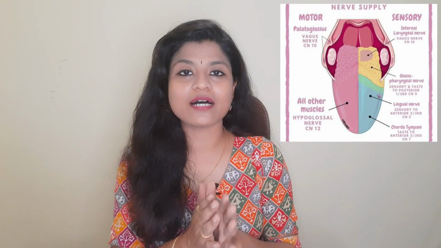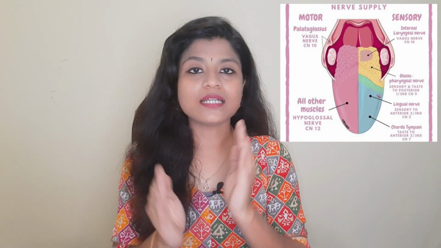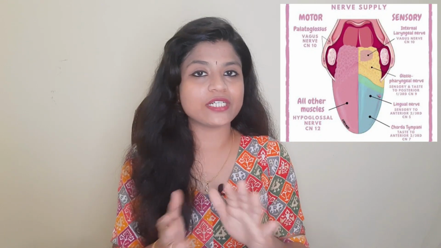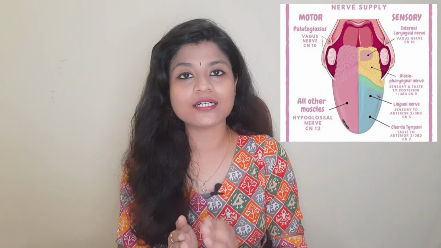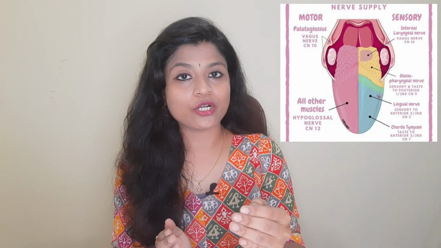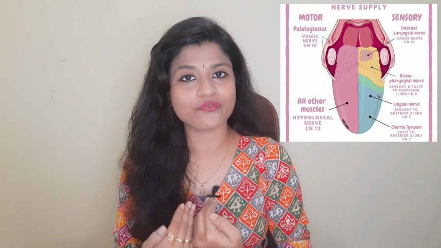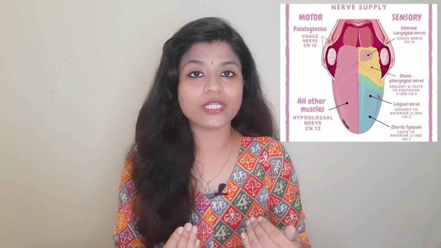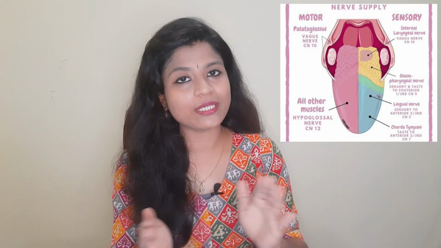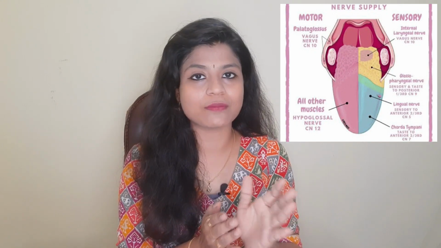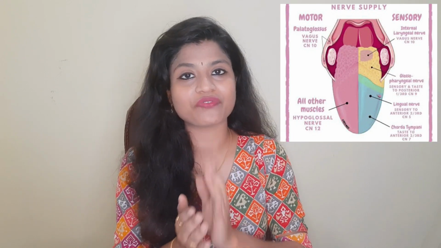When it comes to the nerve supply, we have sensory nerve supply, motor nerve supply, and nerve supply for taste. The sensory nerve supply of the anterior 2/3 of the tongue is from the lingual nerve, and the posterior 1/3 is from the glossopharyngeal nerve. For motor supply, we have the hypoglossal nerve, which supplies all the muscles except the palatoglossus, because the palatoglossus is supplied by the cranial branch of the accessory nerve.